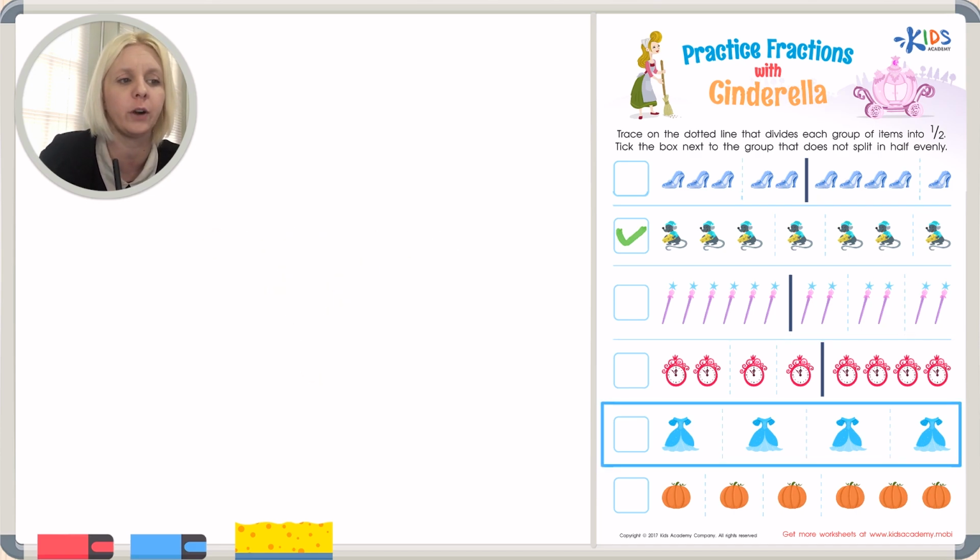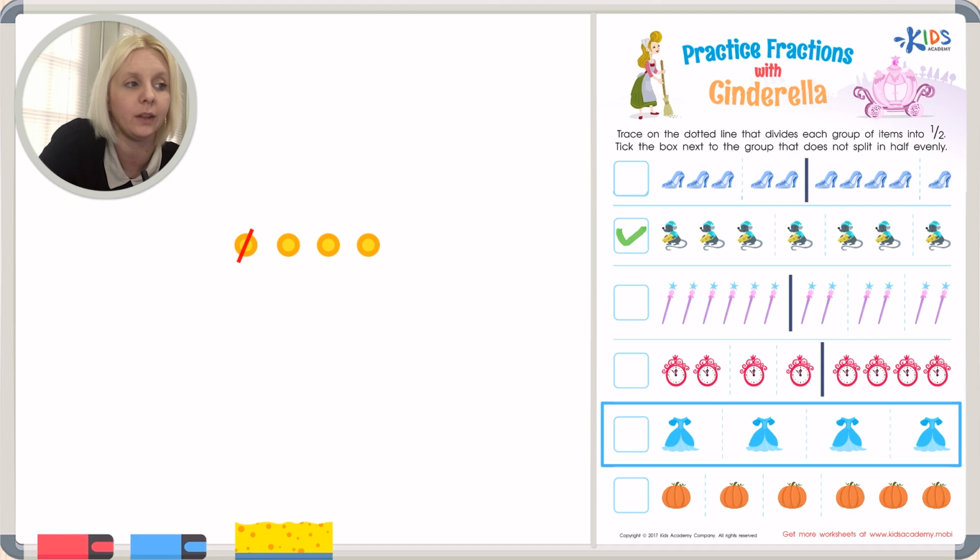We've got her pretty dress. I love that dress in that story. Let's look and see how many there is. There's 1, 2, 3, 4. There are 4 dresses. So let's come over here and draw that out. 1, 2, 3, 4. And then we're going to tick off on both sides.